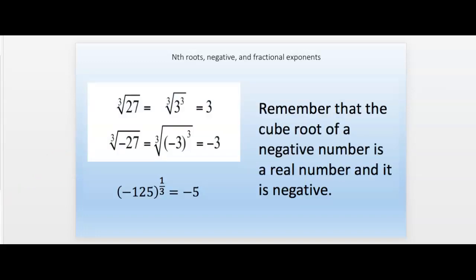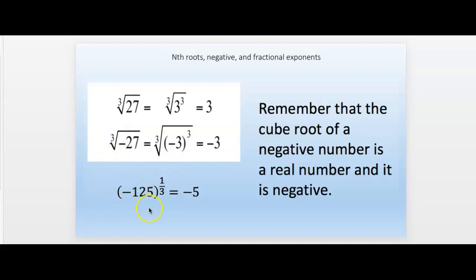Also, y'all remember that the cube root of a negative number is a real number, and it's negative. Right? The cube root of negative 27 is negative 3, because negative 3 times negative 3 times negative 3 is negative 27. Y'all, that works for any odd root. It won't work for a square root or a 4th root or a 6th root. But a cube root or a 5th root, it will work.